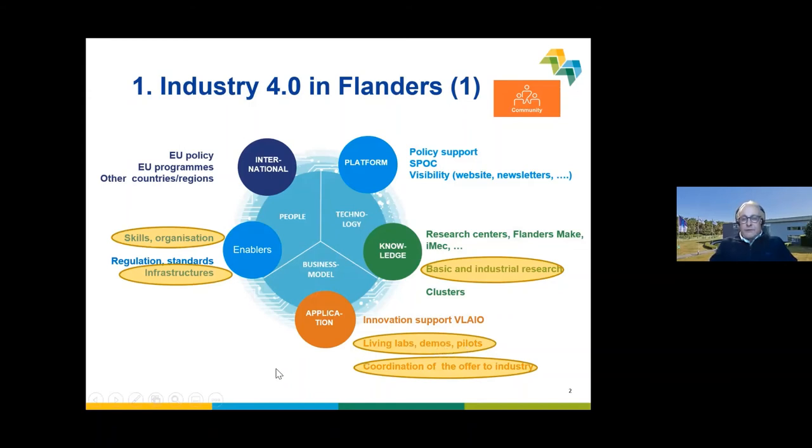And we also coordinate the offer to the industry, because we have seen that the offer in Flanders is very scattered. It's a very complex landscape. All different types and kinds of actors are offering services related to Industry 4.0. We have seen that there was not much coordination going on from the government, so we helped them a little bit. And now I will come back to that later. There's a platform, etc. And also skills and organization and infrastructure, they go together, because our infrastructures are used to validate our research results, but also to train people and to help people build up knowledge in the companies.